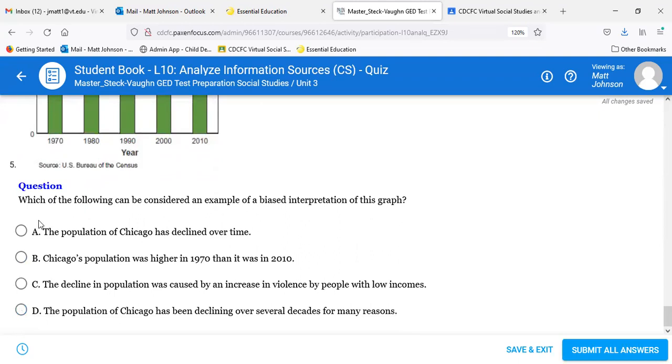Fatia, would you like to read number 5? Yes. Which of the following can be considered an example of a biased interpretation of this graph? A, the population of Chicago has declined over time. B, Chicago's population was higher in 1970 than it was in 2010. C, the decline in population was caused by an increase in violence by people with low incomes. D, the population of Chicago has been declining over several decades for many reasons.